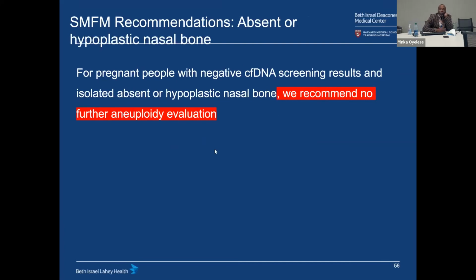Hypoplastic nasal bone, when you have cell-free DNA, because of the high sensitivity of cell-free DNA, when you have an absent nasal bone or a hypoplastic nasal bone, they recommend no further evaluation.